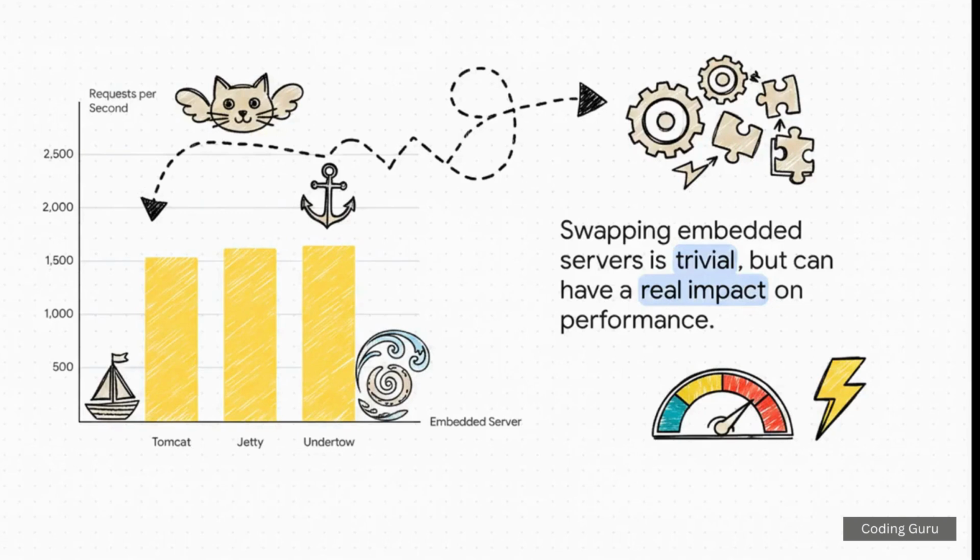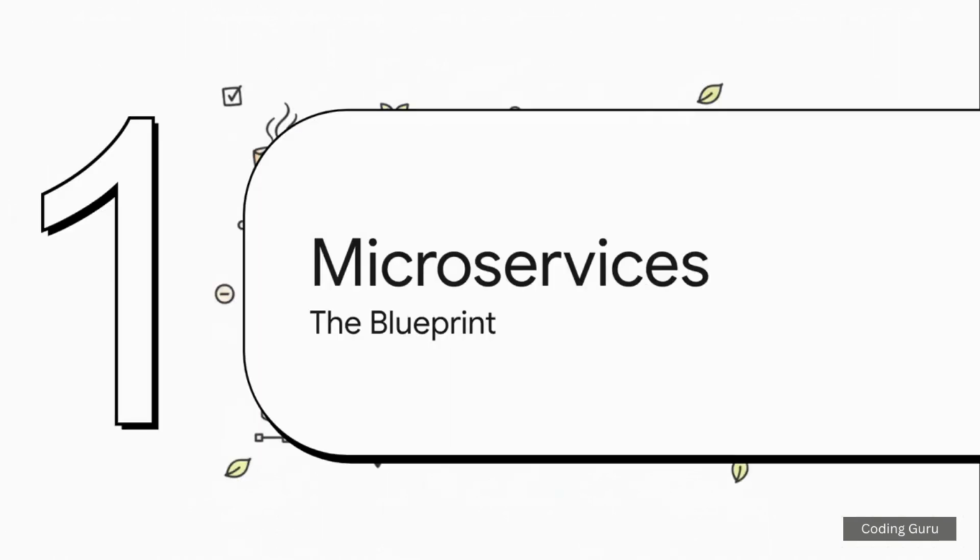You know, one of the best things about this whole system is the flexibility it gives you. By default, Spring Boot uses an embedded Tomcat server, but what if you prefer something else, like Jetty or Undertow? Swapping them out is incredibly easy, and that choice can actually matter. As you can see from this simple benchmark, for this specific test, Undertow and Jetty were actually a bit faster than Tomcat. The point is, Spring Boot makes it trivial to experiment and pick the absolute best tool for your specific job.